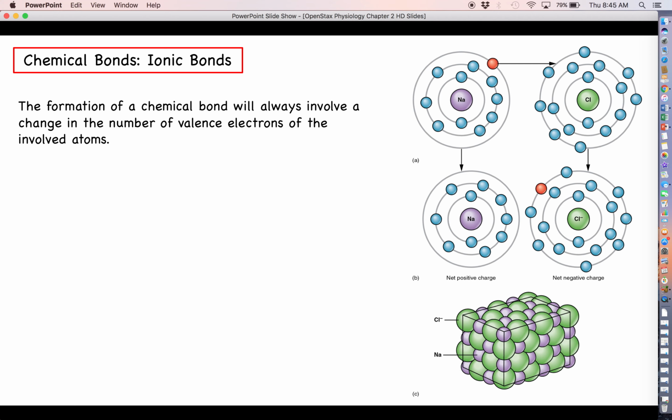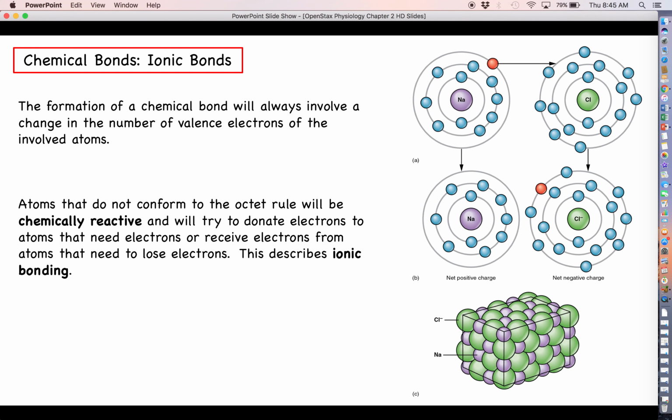For any chemical bond, this is going to involve a change in the number of valence electrons of the involved atoms. This is why elements like neon and helium, which already have full valence shells, do not tend to participate in chemical reactions, because it would spoil a good thing that they already have. This is what we were describing with the noble gases like helium and neon and argon and krypton and radon and things of that nature.